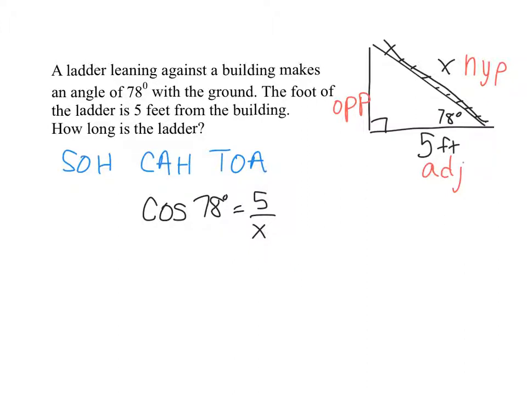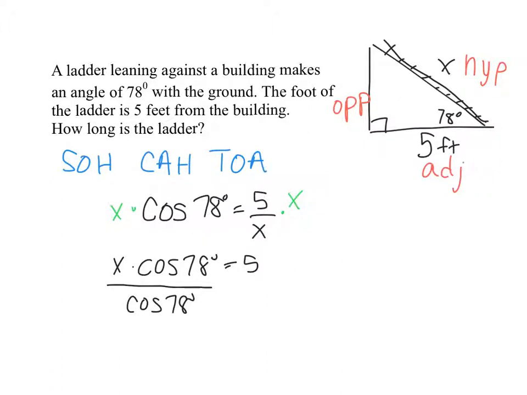Now this one requires a little bit more work to solve because my variable's in the denominator. So I am going to get rid of my denominator by multiplying by x. It makes it not quite as pretty because we get the equation x times the cosine of 78 degrees equals 5. Well, I need to get x by itself, so I am going to divide both sides by the cosine of 78 degrees.